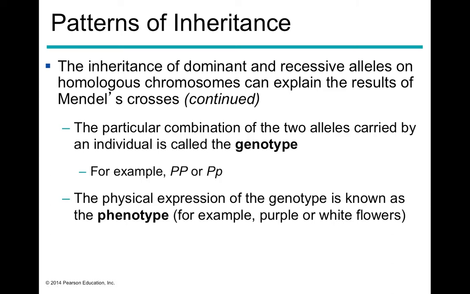The way that you combine these alleles is going to be called your genotype. So this here would be a homozygous dominant genotype, and this would be a heterozygote genotype. However, the phenotype is the outward appearance, and both of these, even though they are different genotypically, appear to be purple on the outside. So both of those are going to have the same phenotypic expression.